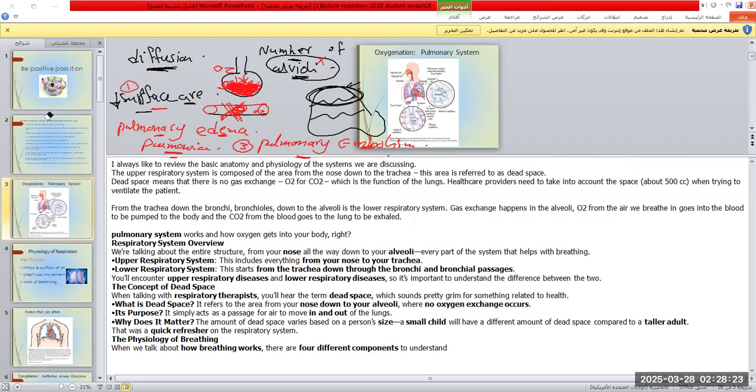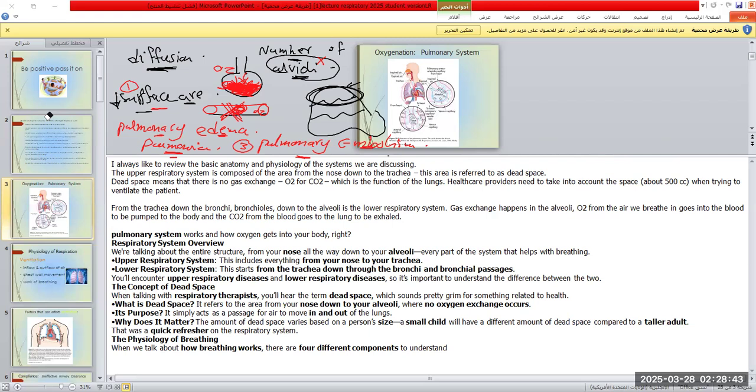Decreased surface area will affect compliance, and it will also affect diffusion too. Okay? Surface area. Yeah, the professor mentioned this.